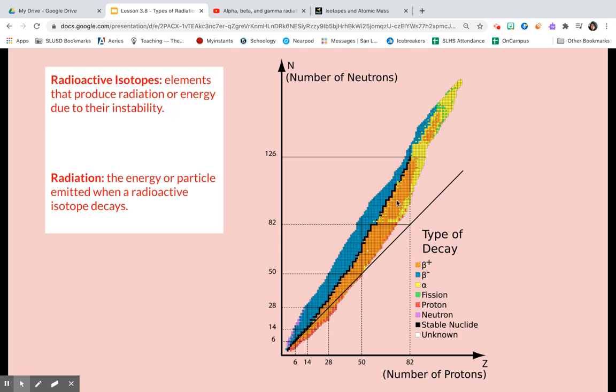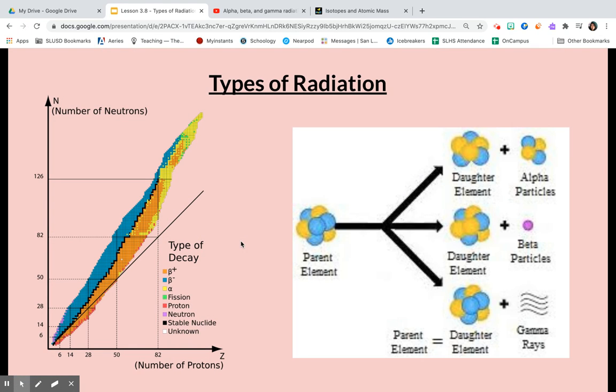If you have too little, as shown by these orange and yellow and red boxes, right, you're going to end up with an unstable or a radioactive isotope. If you have too many neutrons, as shown by the blue boxes, right, it will also end up being a radioactive isotope or unstable. And when they're radioactive or unstable, they tend to shoot off these energy particles that we call radiation. So there's mainly 3 types that we talk about here.